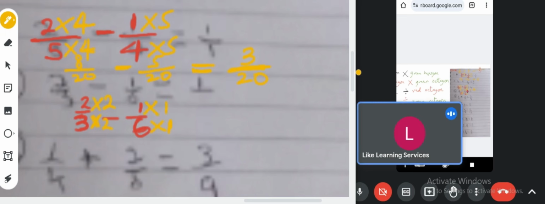So let's write out the answers. 2 times 2 is what? We have 4 over 6, is it not? The minus, yes. The other one will be 1 over 6. Are you getting it? Yes. This whole thing, which is 2 times 2 over 3 times 2, is 4 over 6. This whole one is 1 times 1 over 6 times 1, which is 1 over 6. So the final answer is what?